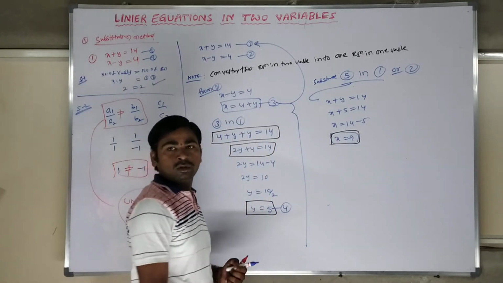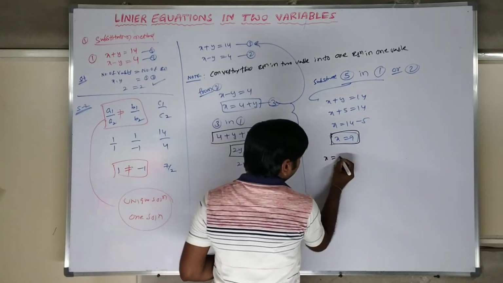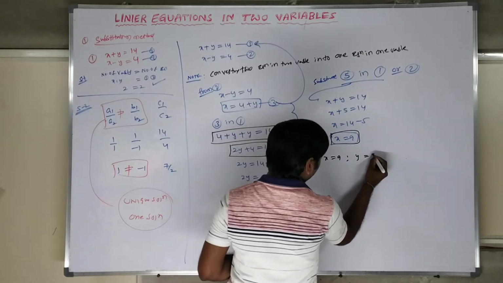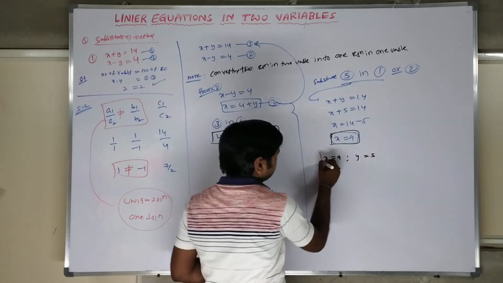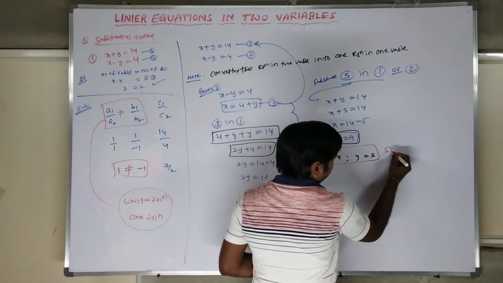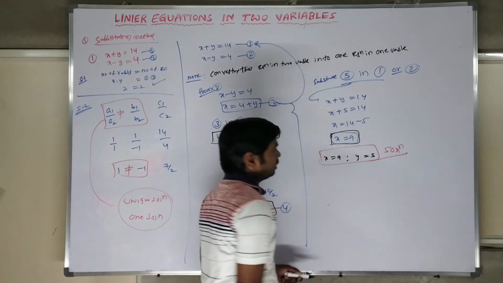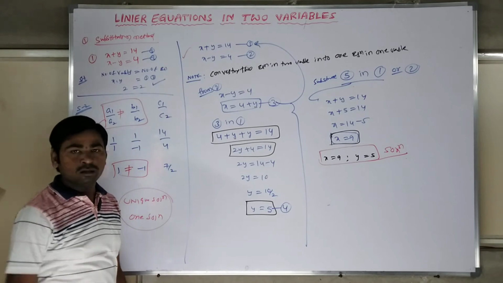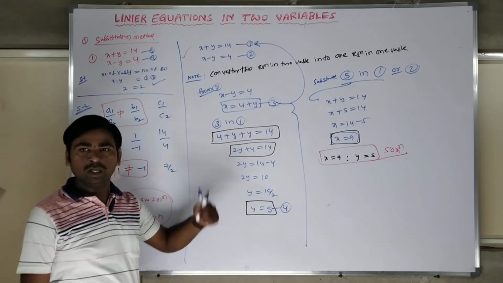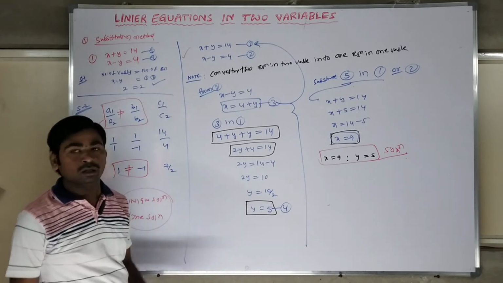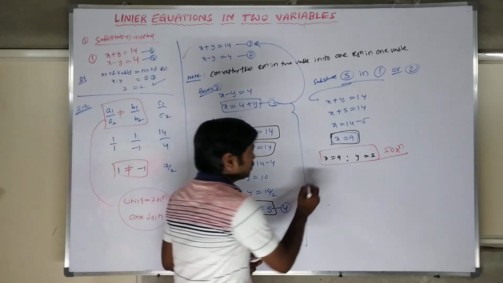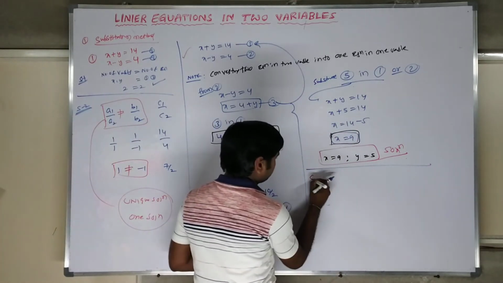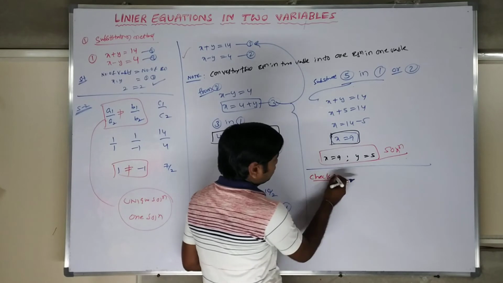So what are the answers you are getting? x is equal to 9 and y is equal to 5. These are the solutions of the given equations. Whether the solutions are correct or not, please have a check procedure. Please go and check it also. You have a checkpoint here.